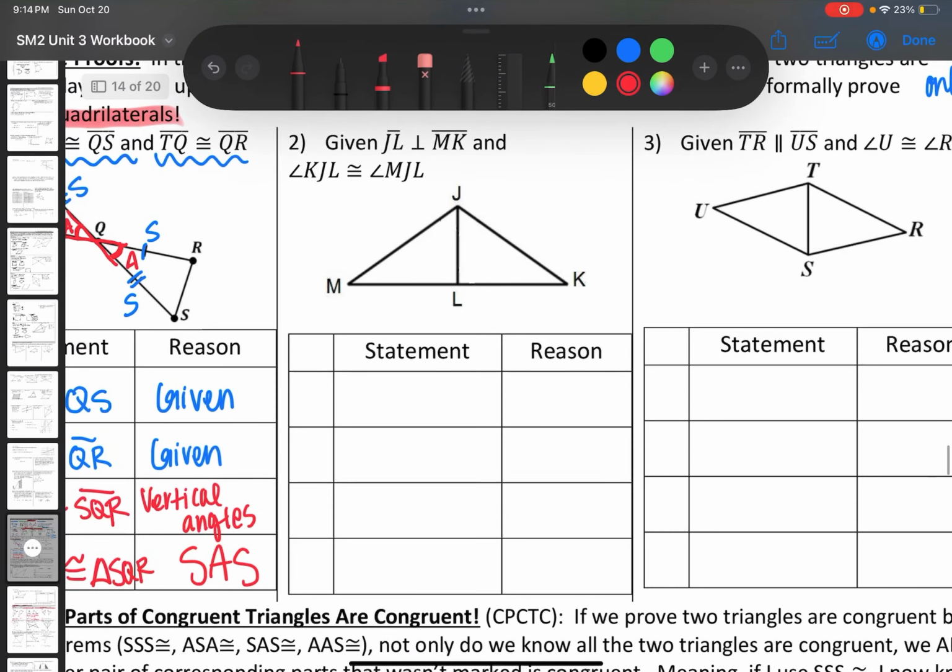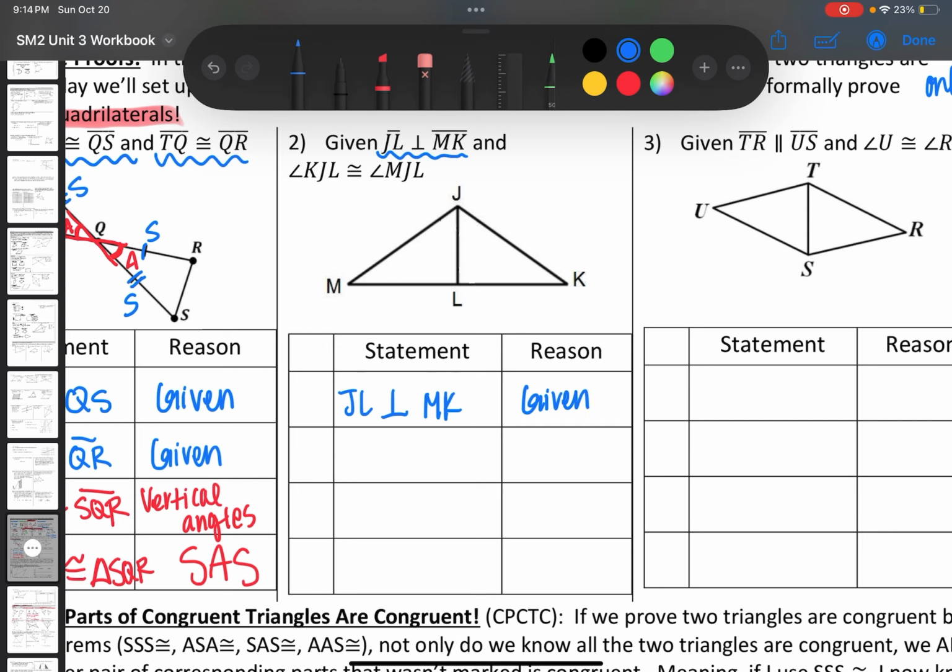All right, so number 2. Again, writing a proof, write statements that you know are given. So it's given that JL is perpendicular to MK. And how I know that is because it's given.